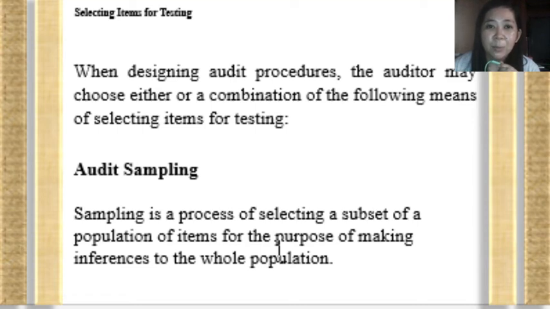Whatever the result from the evaluation of the sample will also be the same result when the whole population is being evaluated. That is the premise of sampling. So this is how to make inference, using a sample, to the whole population.